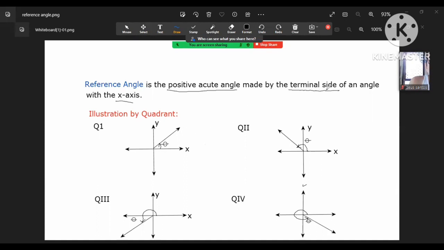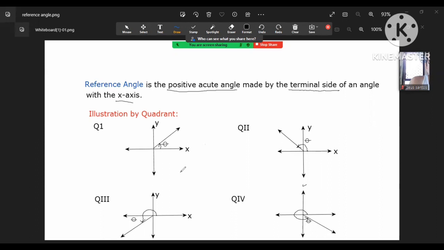Now, what do you mean by terminal side? Remember that the angle has two rays, hindi ba? We have two rays, the initial side and the terminal side. The initial side is where the rotation begins, and the terminal side is where the rotation ends. Unlike in geometry na stationary yung angle natin, dito sa trigonometry, nagro-rotate yan, umiikot yan, okay? Kaya meron siyang initial side and terminal side.